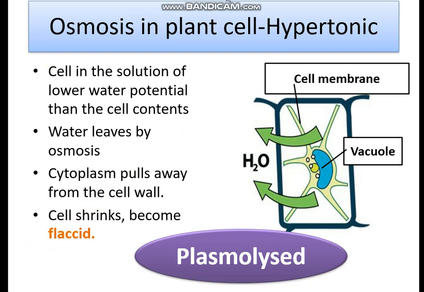Here one thing is very important: you can see that the cell membrane has left its specific position and is now shrunk along with the cytoplasm. This over here is your cell membrane, this is the cytoplasm, and this is the vacuole. When the cell shrinks or becomes flaccid, and the cell membrane leaves its place, this specific condition is called plasmolysed. You have to use this keyword. This is very important when you are referring to hypertonic plant cell conditions.